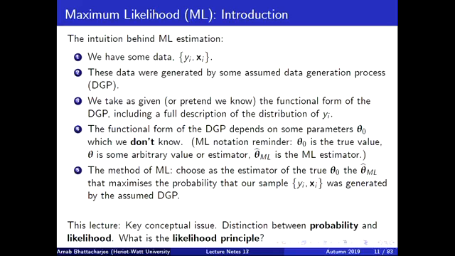Now, as opposed to the previous two cases, we have an advantage here. Or, in other words, we have made stronger assumptions. And what is that assumption we have made? We have assumed that we know the data generating process fully, except for some parameter values.